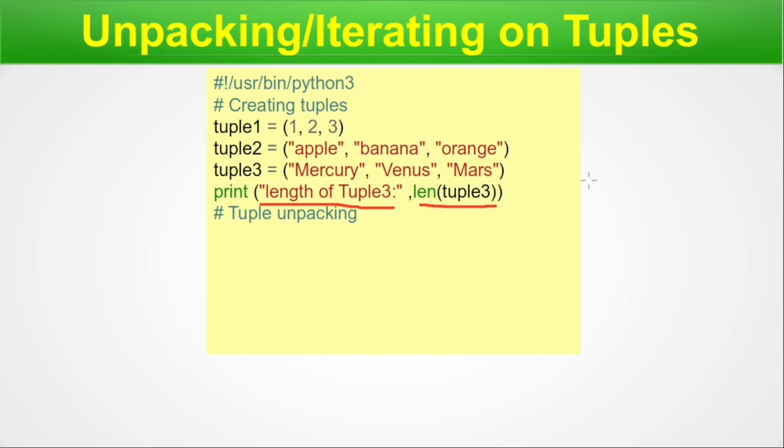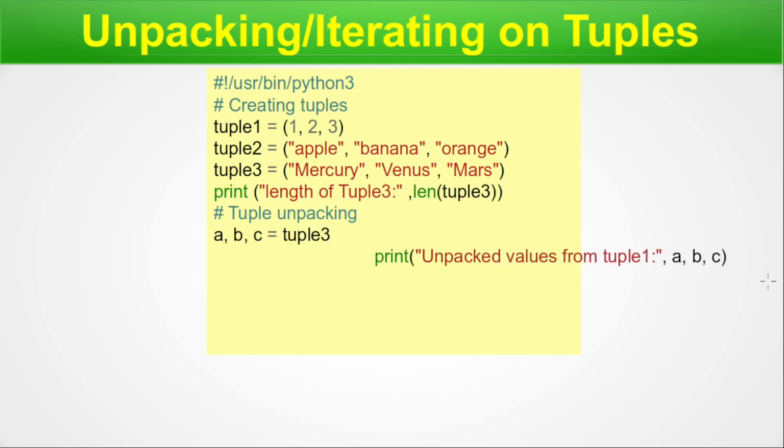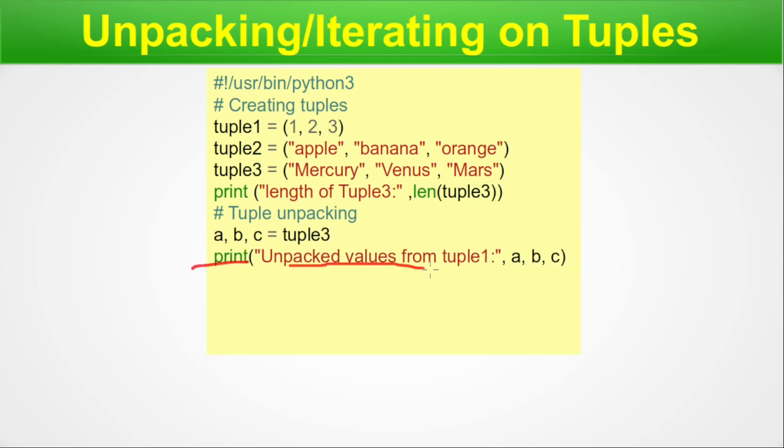Now let us start the unpacking. We write A, B, C, and in the right hand side we write tuple 3. Now why we have print len here, you will understand, because it is 3 we know already, but in case it is unknown you have to print the length first and then do the things. So the first variable A will contain this one, B will contain this one and C will contain this one. So this is the method of unpacking. So here we print the unpacked values of tuple 1 are A, B, C. So now the tuple 3 is unpacked into these 3 variables and we are printing them.